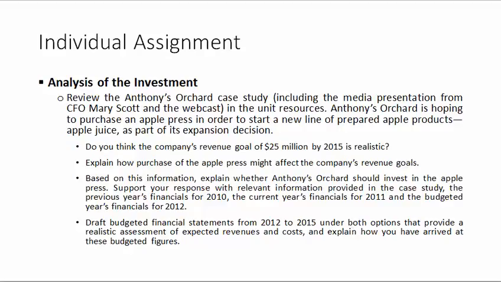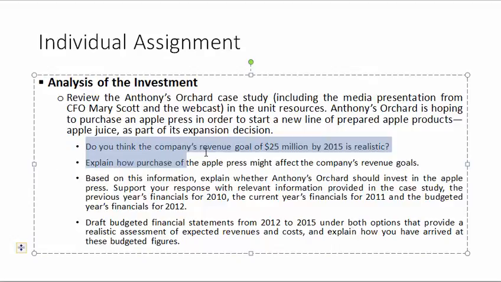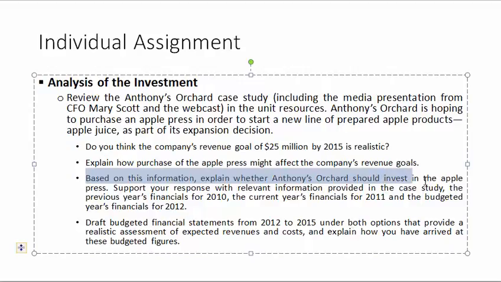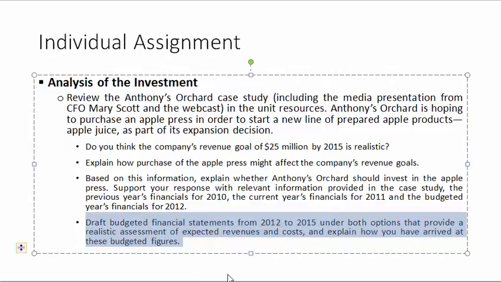The questions that you will have to answer are: do you think the company's revenue goal of $25 million by 2015 is realistic? Explain how purchase of the apple press might affect the company's revenue goals. Based on this information, explain whether Anthony's Orchard should invest in the apple press, and support your response with relevant information provided in the case study, and draft budgeted financial statements from 2012 to 2015 under both options that provide a realistic assessment of expected revenues and costs, and explain how you have arrived at these budgeted figures.